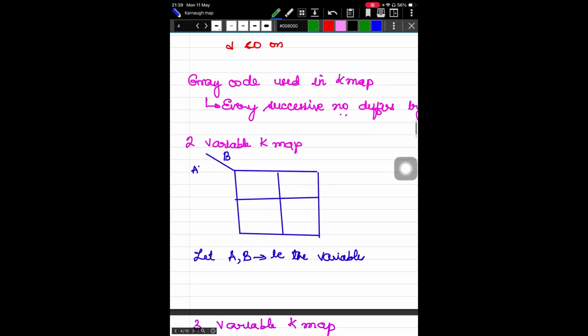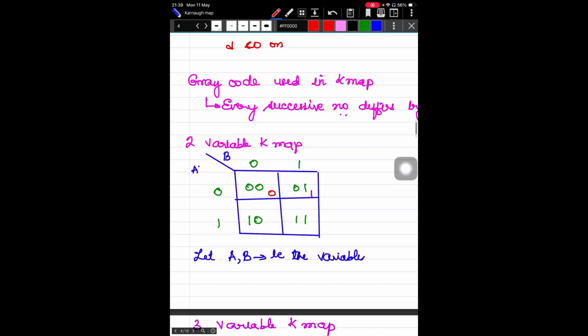I have taken two variables A and B. I'll write this as 0, 1 and 0, 1. Now, this box will be 0, 0. This one will be 0, 1. This one will be 1, 0. And this will be 1, 1. What is the decimal equivalent of 0, 0? 0. The decimal equivalent of 0, 1 is 1.